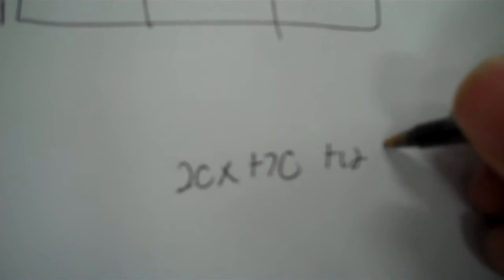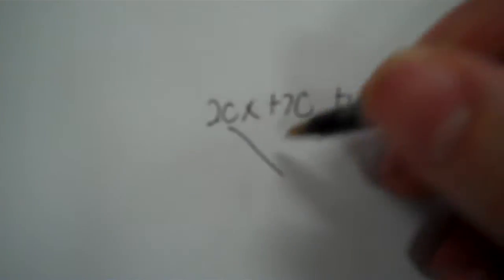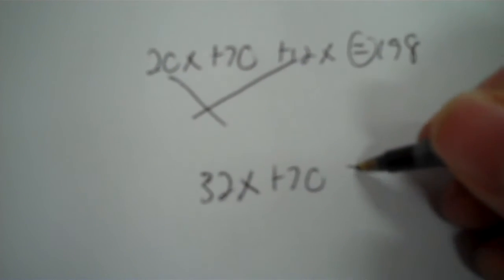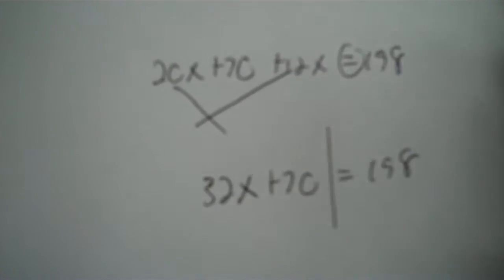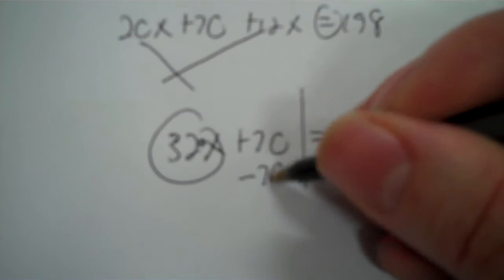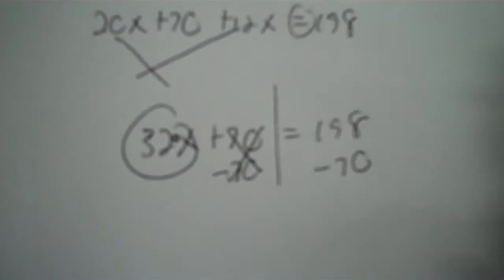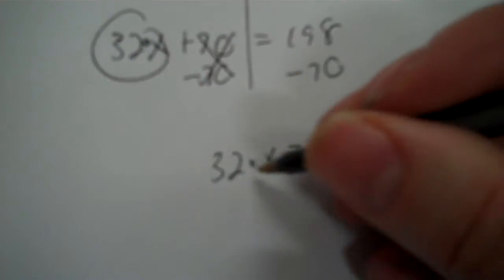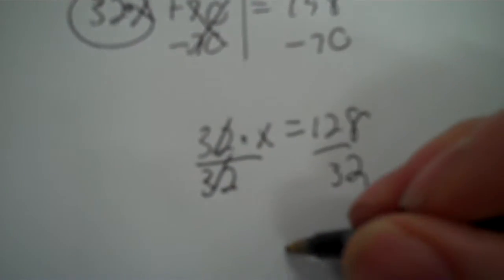And there's the one equation that I have. So 20X plus 70 plus 12X equals 198. Okay, so I combine the X's. That would combine into 32X plus the 70 equals 198. And then I undo the operations to the X. You got a times and a plus, so I would subtract 70. That gives me 128, so 32 times X equals 128. I divide by 32. And X equals 4.